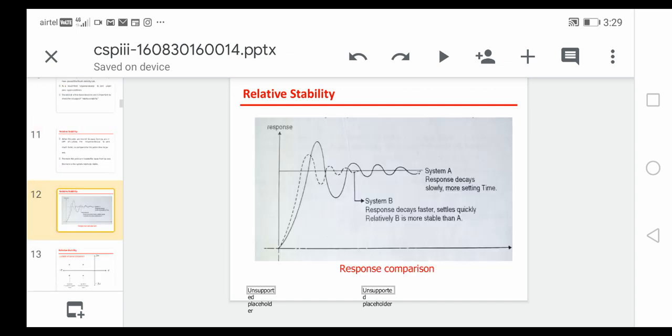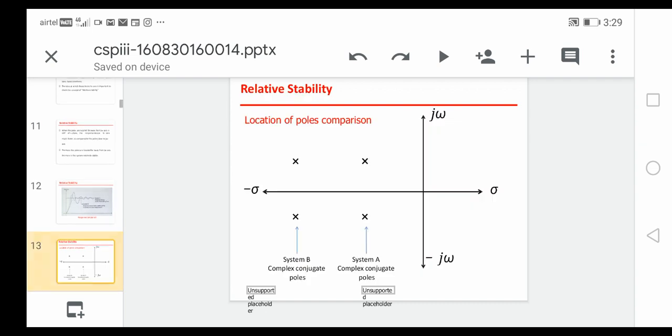Here I am seeing the system response. In this diagram we can see the location of poles, A and B. The system consists of complex conjugate poles. In the first case the system is less stable. In system B the system is more stable. Why? Because the poles are located far away from the j omega axis.